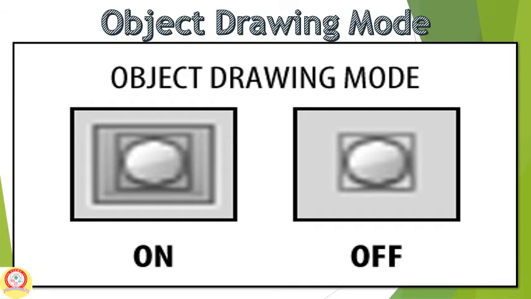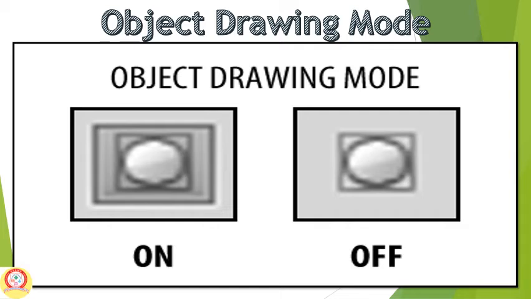Object drawing mode. Now, children, this mode draws shapes as separate objects. Shapes do not merge together when you overlay them. You can move them apart without altering their appearance. By default, object drawing is turned off. To switch it on, click the object drawing button at the bottom of the tools panel.